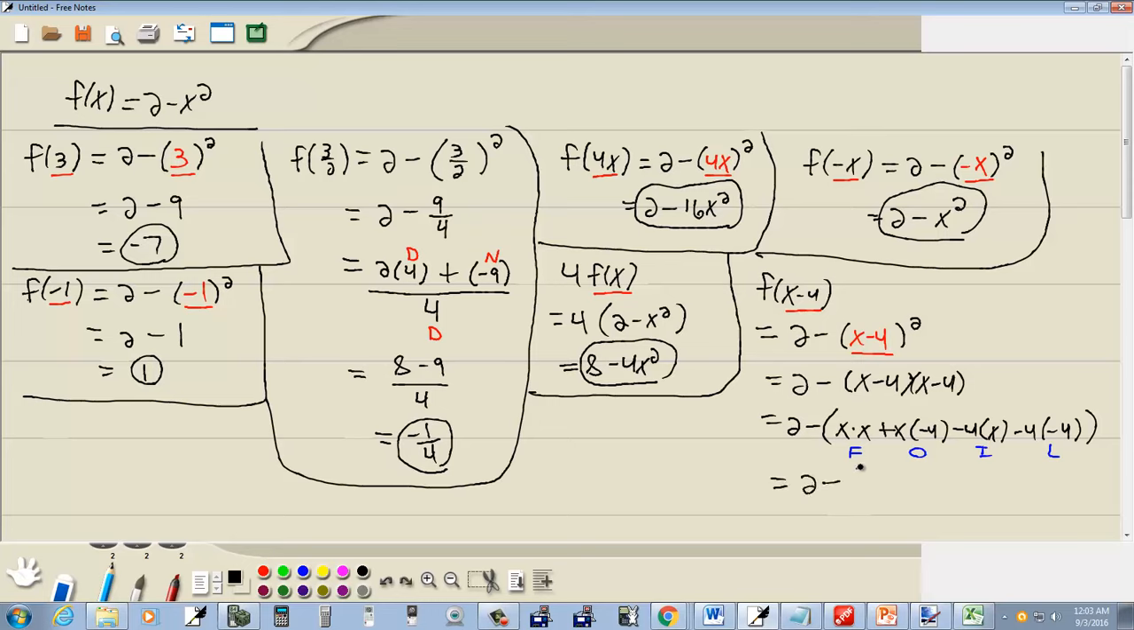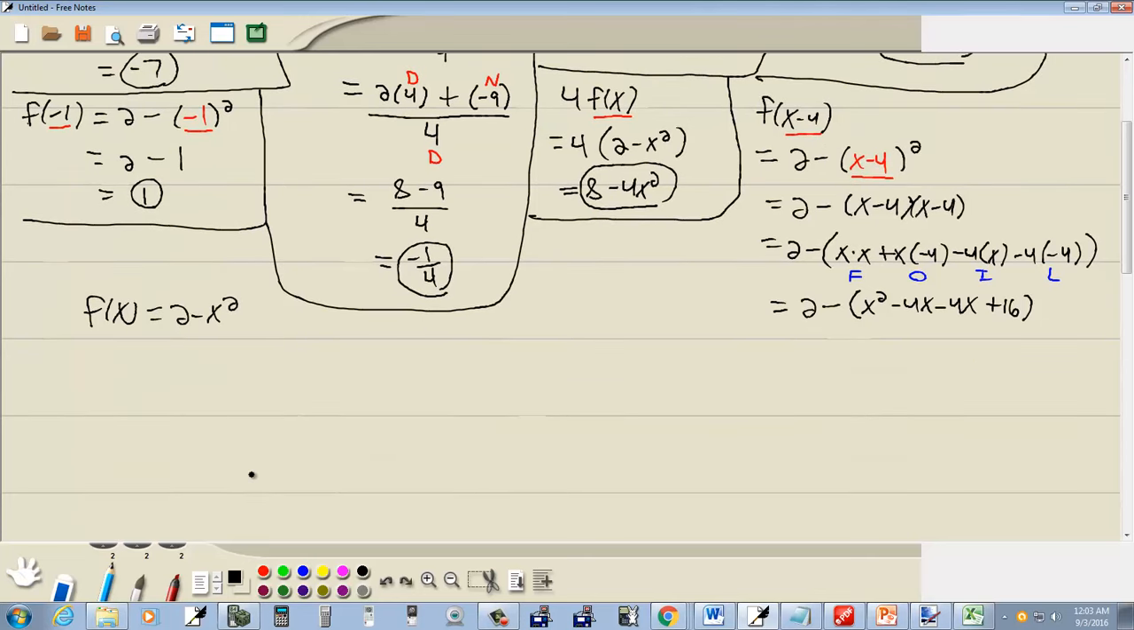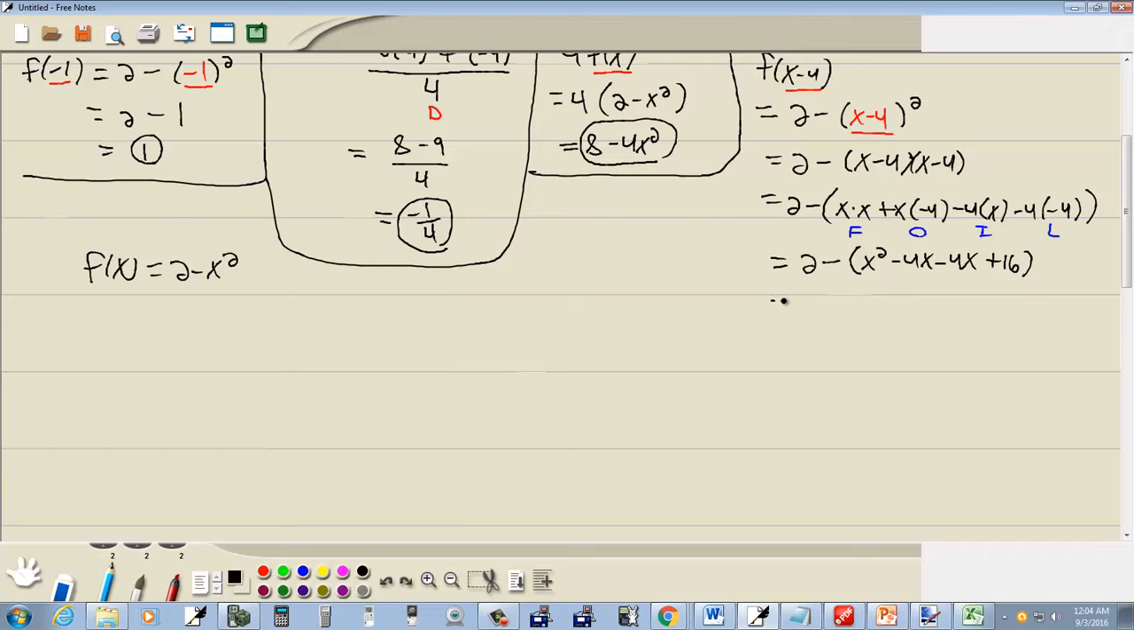So we got 2 minus x times x is x squared. X times negative 4 is negative 4x. Negative 4 times x is negative 4x. Negative 4 times negative 4 is 16. Okay. So then we got 2 minus, always combine together like terms. Like terms where we have the same variable, the same power. These are both x at first. So we add or subtract the numbers that are in front. Negative 4 minus 4 is negative 8x plus 16.